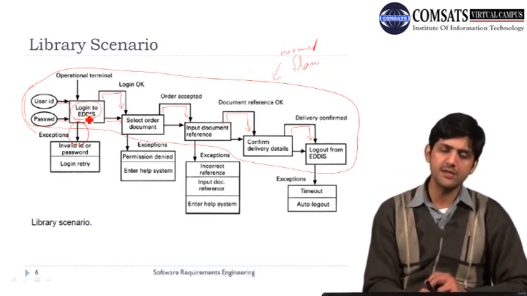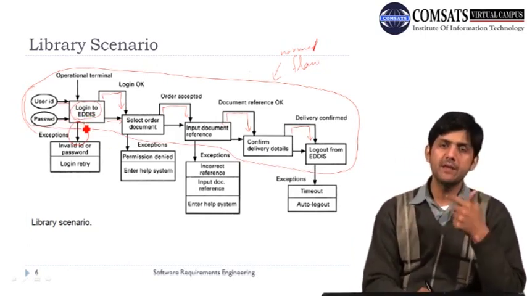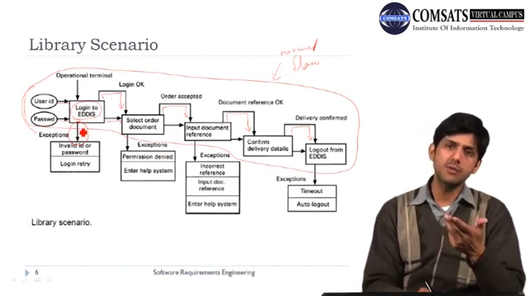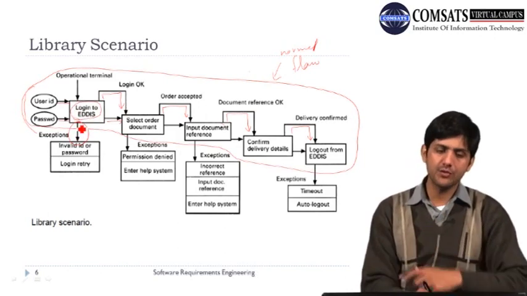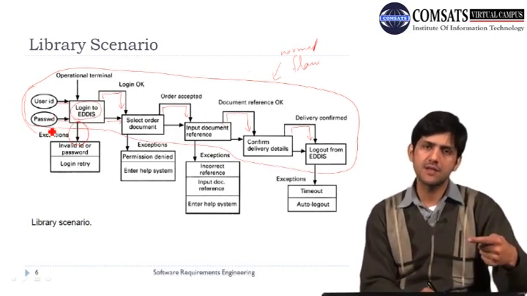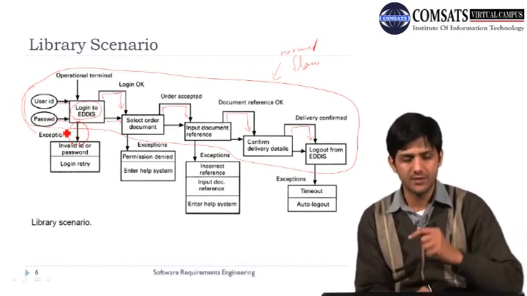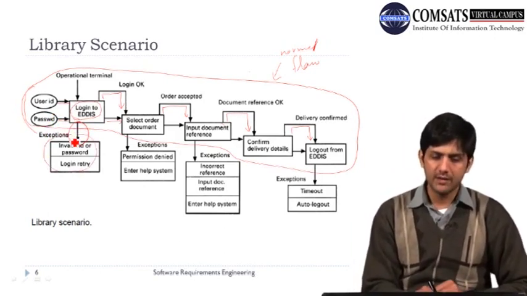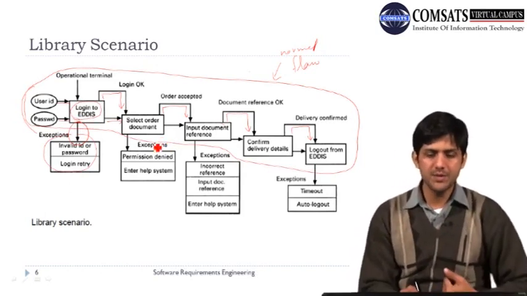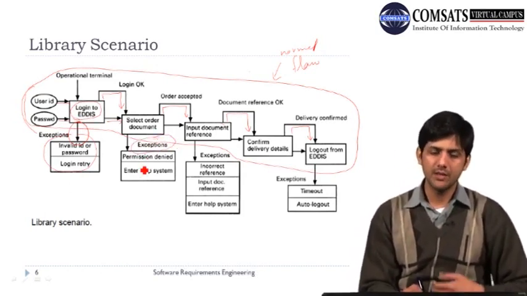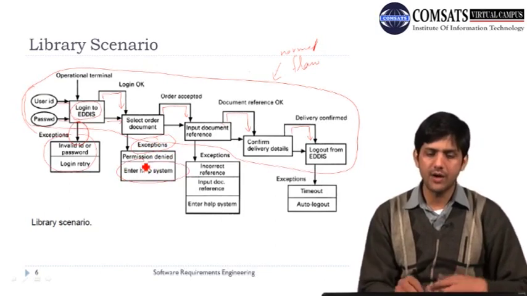So for example, when you submit your user ID and password, your user ID may be wrong, your password may be wrong, and an exception might be generated, that invalid ID or password, and then you're thrown back again at the starting state of this scenario where you have to re-enter your username and password. So this is one exception. Another exception is that you select to order a certain document, but the permission is denied. Okay, so when the permission is denied, then you ask why the permission is denied.